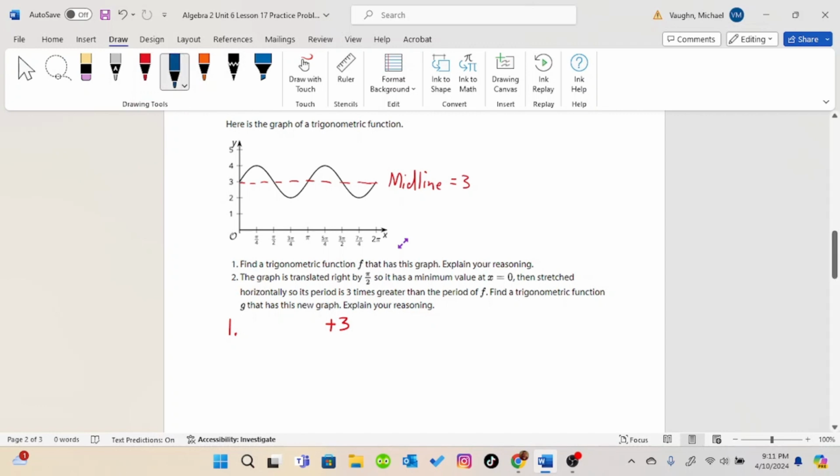Next, I look at the amplitude. From the midline to the top, I can see this is an amplitude of 1. Then I know that if I were to shift this down to the x-axis where it originated, we would see that this starts at the origin. Well, if this starts at the origin, then we have sine of x.